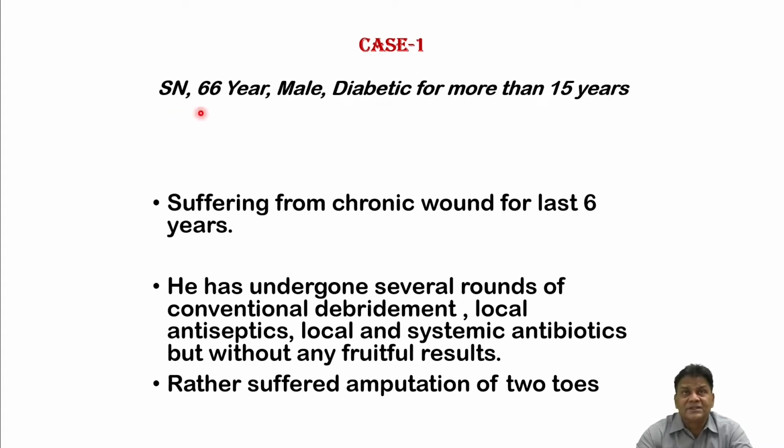And then you see this, this is a 66-year-old male, diabetic for more than 15 years and suffering from a chronic wound for the last 6 years. He has undergone several rounds of conventional debridement, local antiseptics, local and systemic antibiotics, but without any fruitful result. You know, debridement and local antibiotics are key for the treatment of chronic ulcers and chronic wounds. But despite this, he suffered amputation of two toes, and he was telling that he has spent more than 4 lakhs, but without any avail.